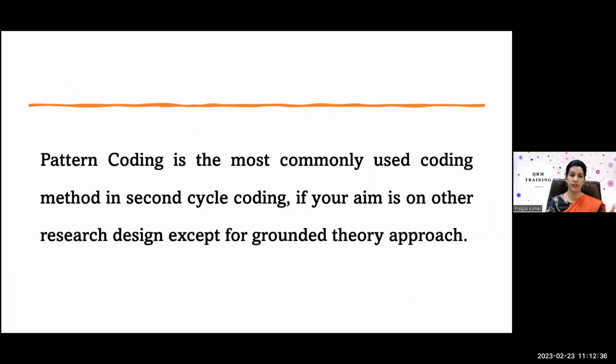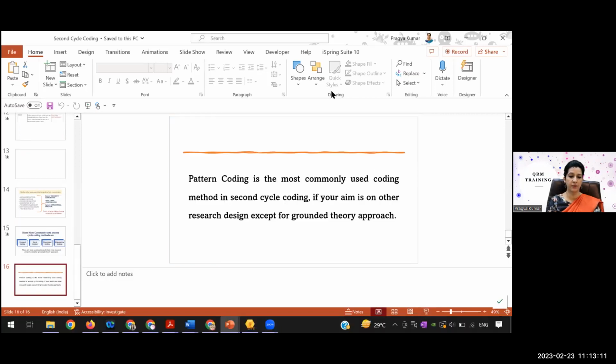So pattern coding is a commonly used coding method in the second cycle, if our aim is to use any design except grounded theory. For grounded theory, we use focused, axial and theoretical coding. For any other design, like phenomenology or interpretative phenomenological analysis, pattern coding is sufficient. It's one of the very commonly used second cycle coding methods, like you have just seen with the example of that miscommunication. So that's the second cycle coding method.